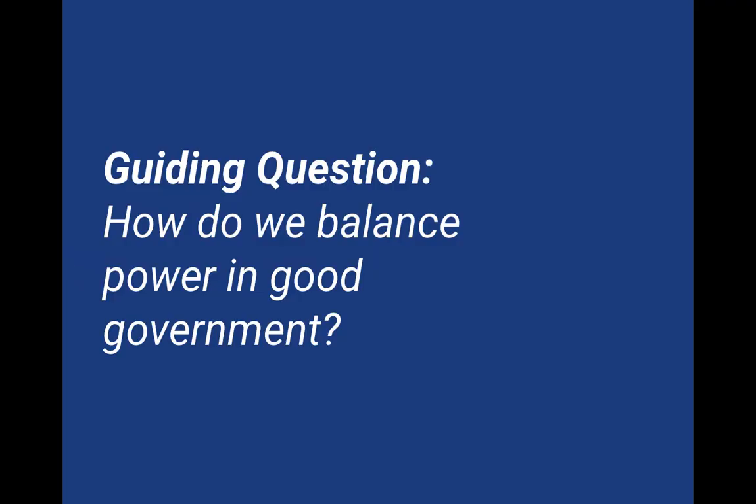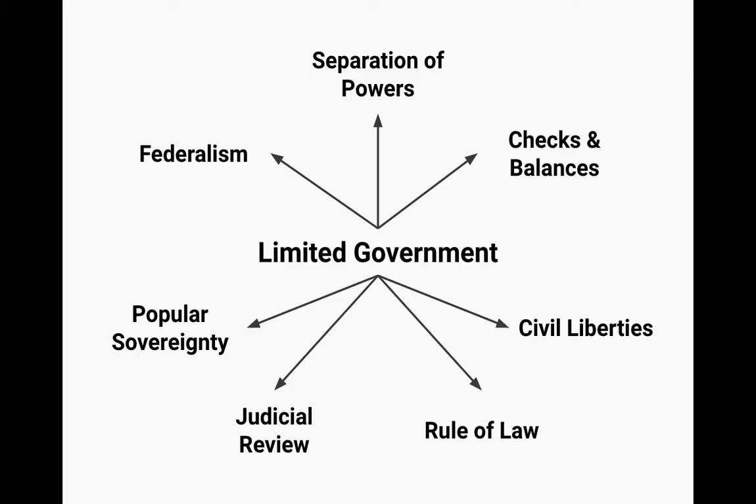But how do we go about that? How do we start to balance power in government when it's doing what it's supposed to do, right? Well, these are all the different ways that the Constitution limits the power of government. We have federalism, separation of powers, checks and balances, civil liberties, rule of law, judicial review, and popular sovereignty. We'll briefly cover all of these today, and some of the other days in class we'll go into a little bit more detail with what some of these things are.